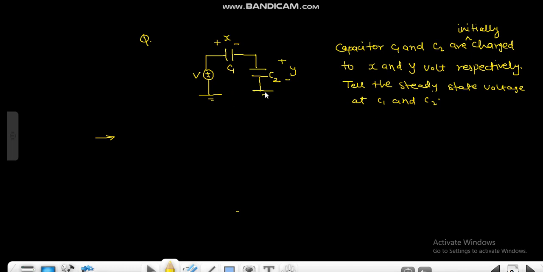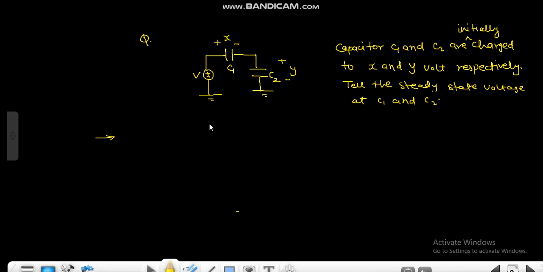Hello everyone. So this will be a very important video. You have two capacitors, C1 and C2. They are initially charged to X and Y volts, and you have to tell the steady state value at these capacitors after applying V volts across them. I have already explained this concept in previous videos. Still, I thought I should bring one more video regarding it.